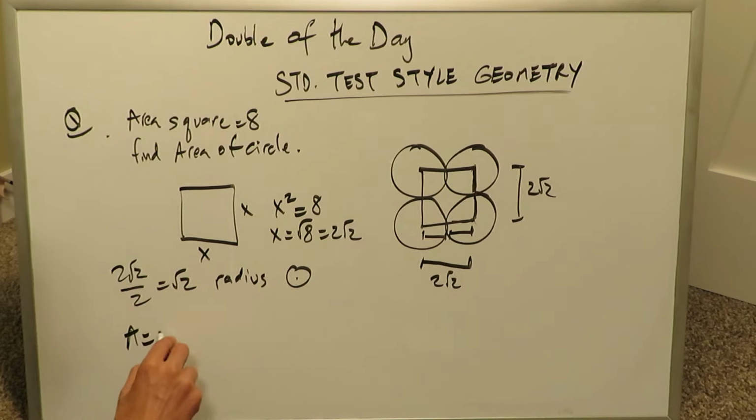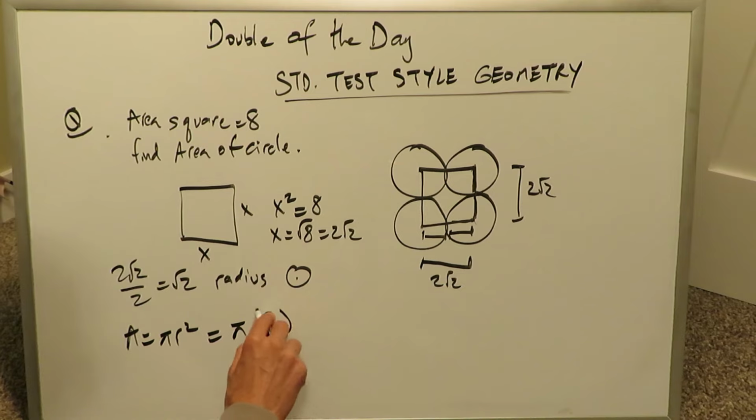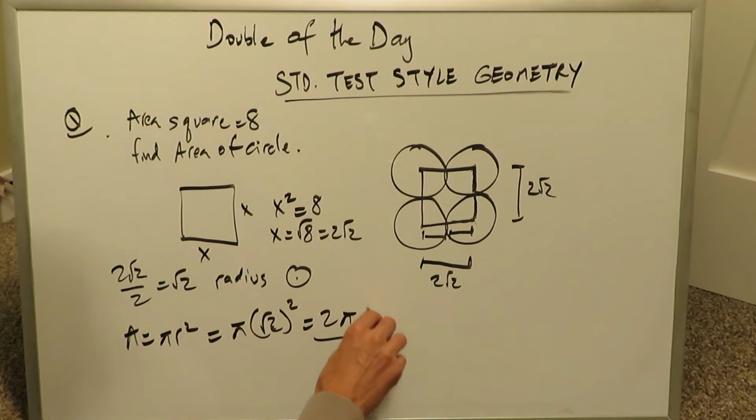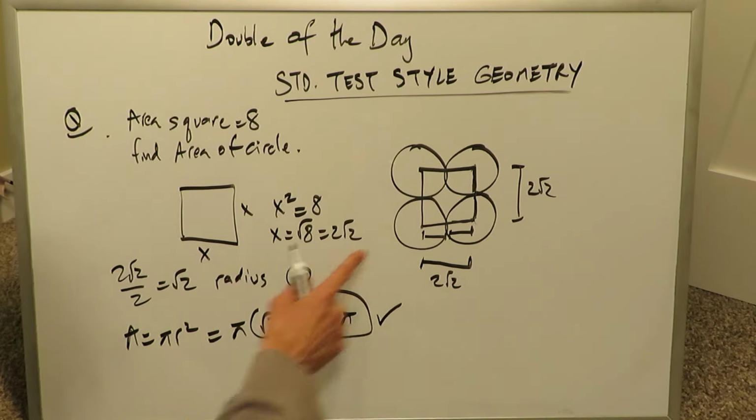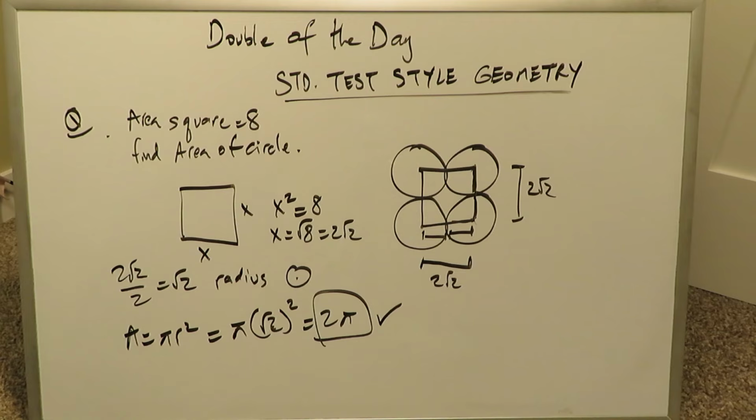Therefore, the area of a circle is pi r squared, so you're doing pi times root 2 squared. You square the root 2, and that's not hard. You'll get 2 pi, and that right here is the answer for the area of a circle. So this is a typical presentation of a geometry word problem or a geometry graphic problem. And it's an interesting type of question because it involves a variety of techniques to get to the answer.